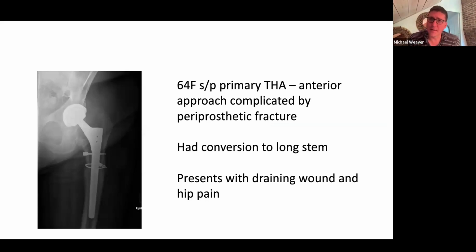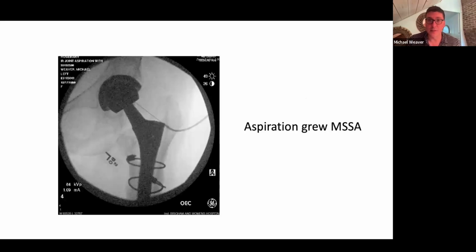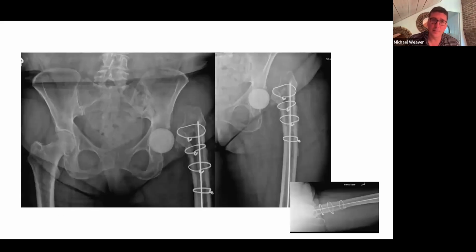This is another case that illustrates some of the issues with infection. This is a 64-year-old woman who presented with a prior periprosthetic fracture. She had an anterior approach total hip, and then had that revised for a fracture at another hospital, and then presents with a draining wound. So here, this one is clearly infected, but we got an aspiration just to confirm it. I think having good micro data is really important, particularly for antibiotic selection.